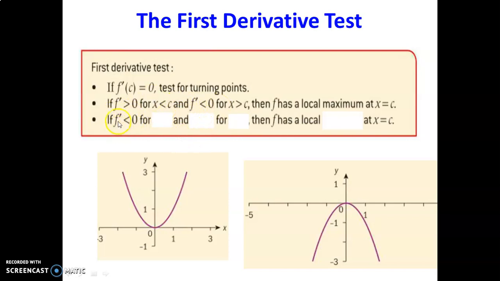And the opposite is if the derivative is less than 0, that means negative, when x is less than c, and the derivative is greater than 0, that means positive, when x is greater than c. Then f has a local minimum at x equals c.